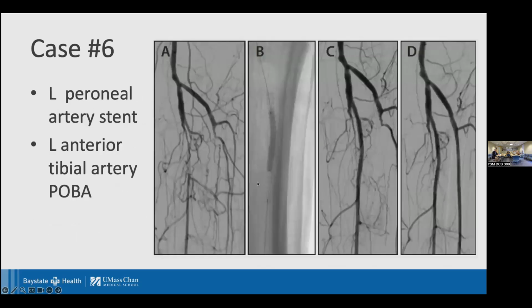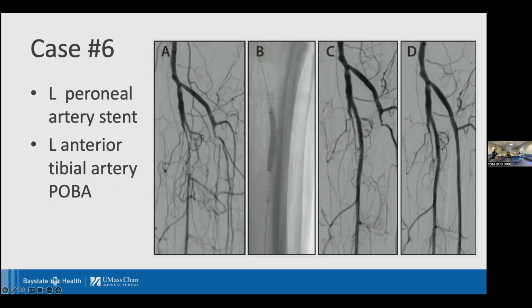Below the knee, the runoff looks bad, okay? Right, so we have 0 complete vessel runoff. A stent is placed into the peroneal artery, and POBA is performed into the anterior tibial artery, leaving only the posterior tibial occluded. Okay. Happy result there.